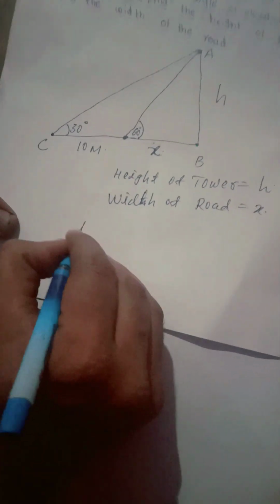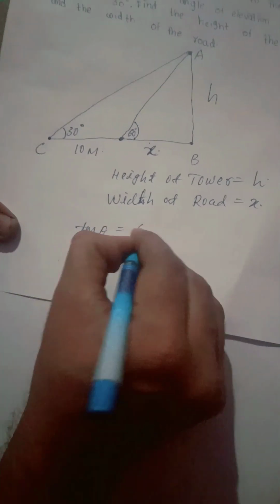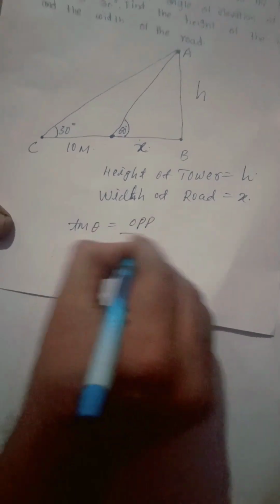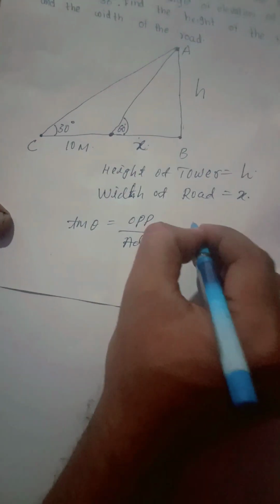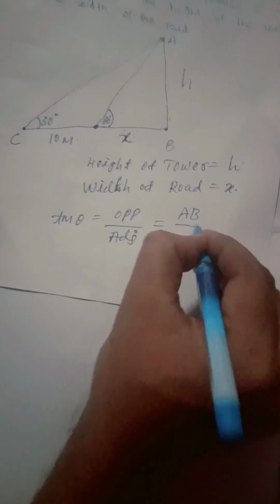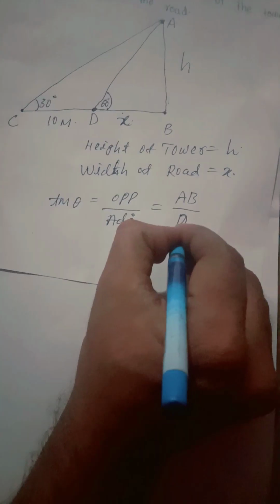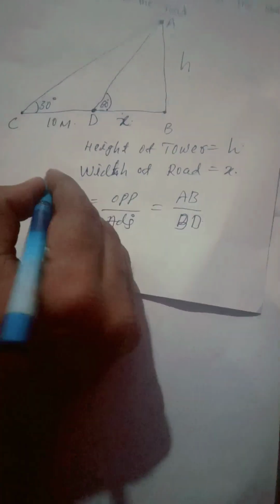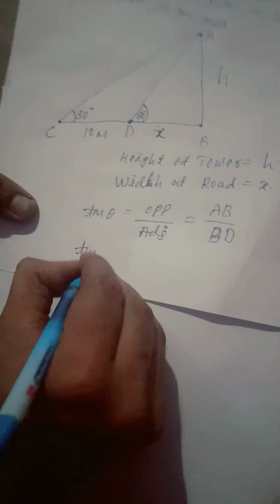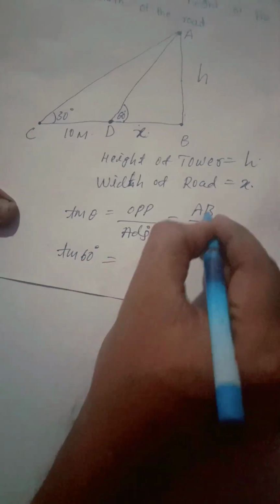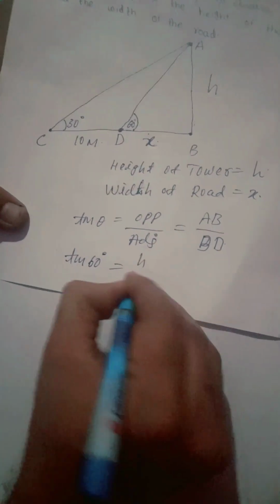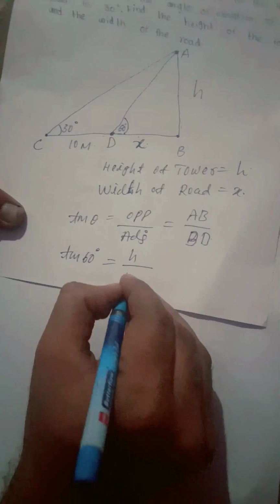Opposite by adjacent is equal to tan theta. Opposite is AB, adjacent is BD. So tan 60 is equal to opposite AB, which is h, by adjacent BD, which is x.